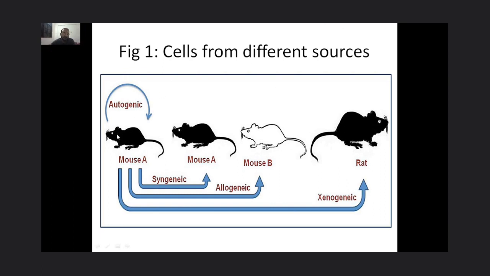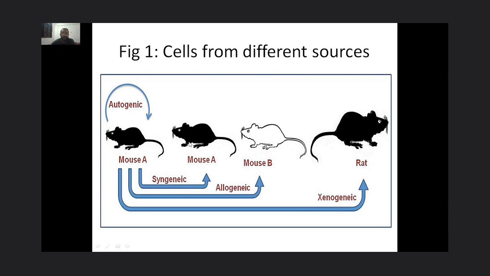If this is a mouse and I take the cells and introduce them back into the same mouse, for example, here some particular organ is having some issues, but half of the organ has healthy cells. Now I take the healthy cells, use tissue engineering to prepare the tissue, and then implant it back into mouse A, so that I get the same cells. That is autologous. So immune rejection will not be there, as the immune system will not see them as foreign cells.